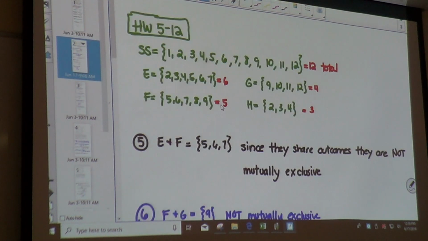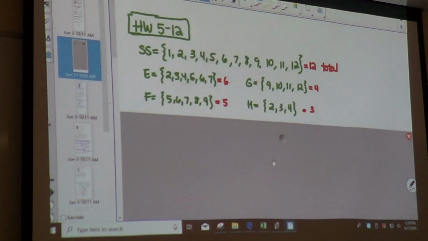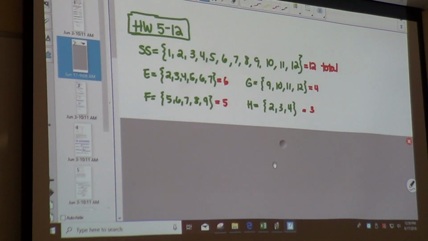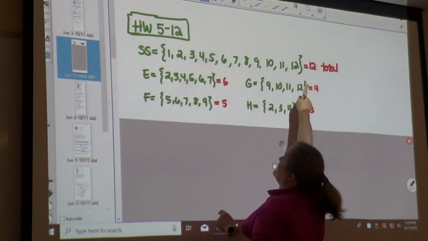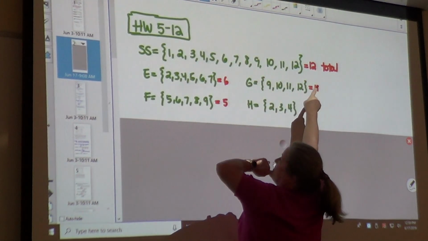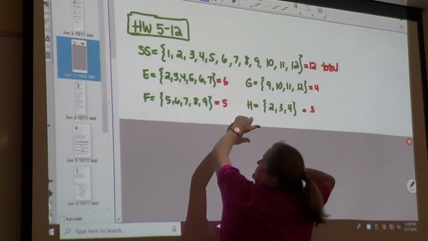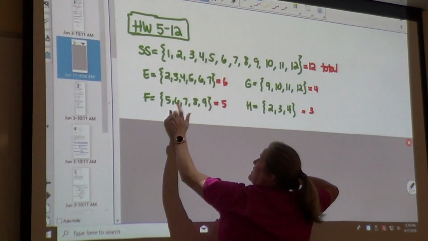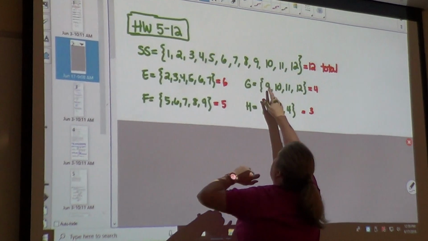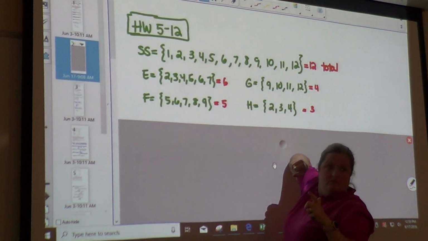All right. Now, let's cover up for a second. We have several sample spaces. This is our total sample space. Our sample space is the numbers 1 through 12. So we have 12 pieces in that sample space. Then we have these baby samples. We have E, F, G, H. We have 1, 2, 3, 4, 5, 6 pieces here. We have 5 pieces here. We have 4 pieces here, and we have 3 pieces here. We good?